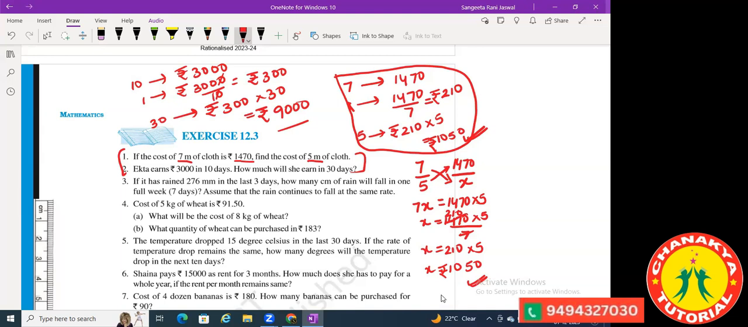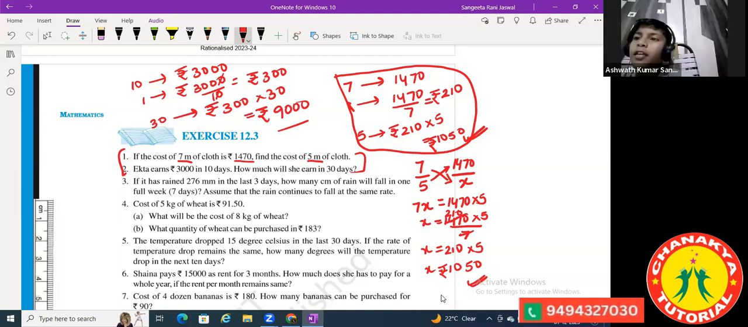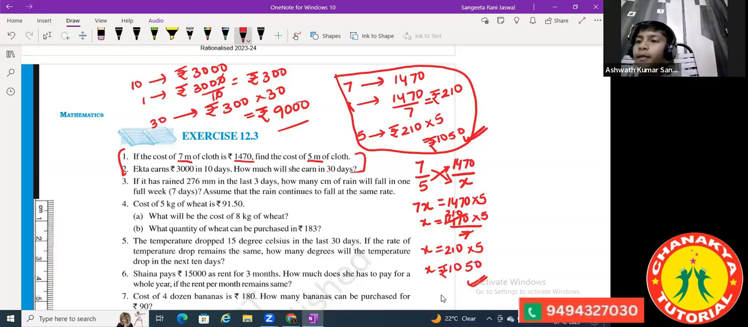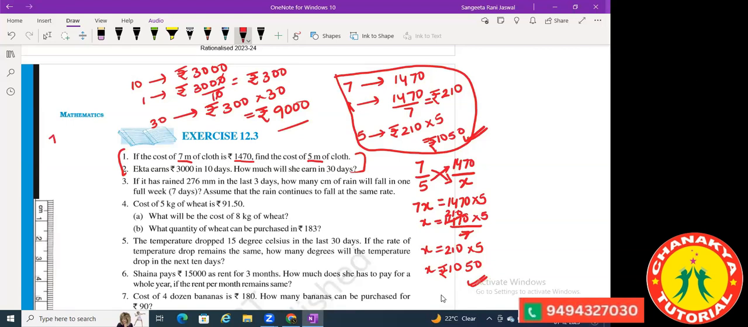Ma'am, I am not getting this part. Can you explain it again? Yes, okay. See here, I'm telling you: 7x is equal to 1470 multiplied by 5. You understood till here, no, Ishwar?